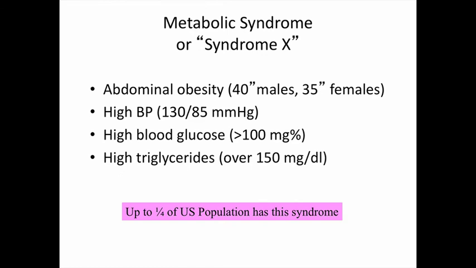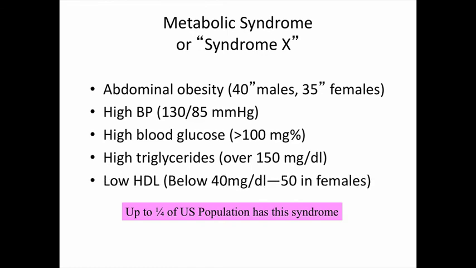And then they have to hit 2 of these other factors. So a high blood pressure, and this is not that high, that's still considered pre-hypertensive. It's 130 over 85 millimeters of mercury. High blood glucose, greater than 100 milligrams per deciliter fasting, which is not the diagnosis of diabetes, that's made at 125 historically. High triglycerides, over 150 milligrams per deciliter, and low HDL, below 40 in men and 50 in women.